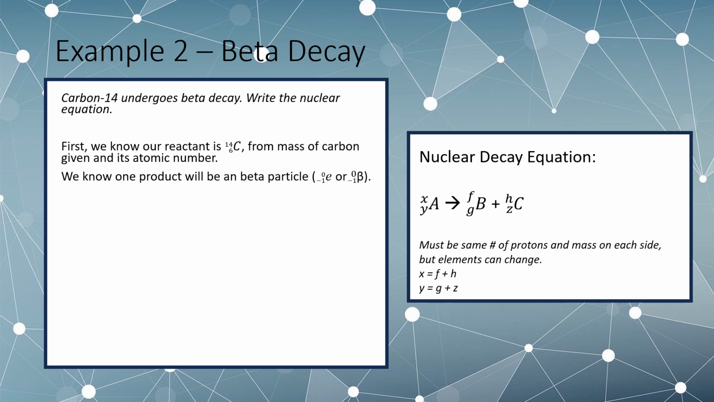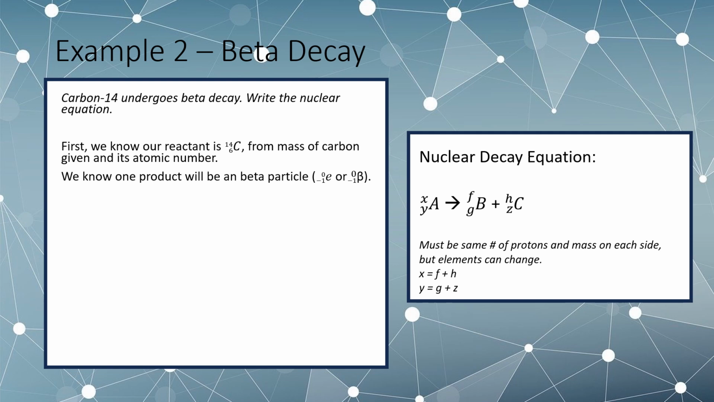Using that exact same process again, let's look at a beta decay example now. Carbon-14 undergoes beta decay, and we're told we need to write the nuclear equation. So first, we know our reactant is 14,6 carbon from the mass of carbon and its atomic number on the periodic table. Again, that charge number is usually the proton number. It can change when dealing with isotopes, but for these examples, we're only looking at the base atoms.